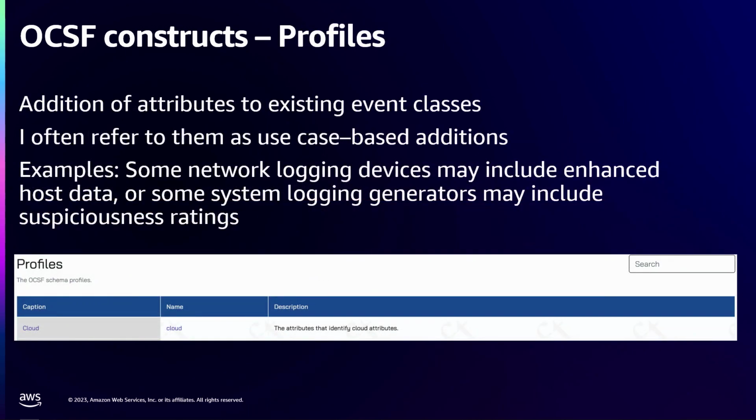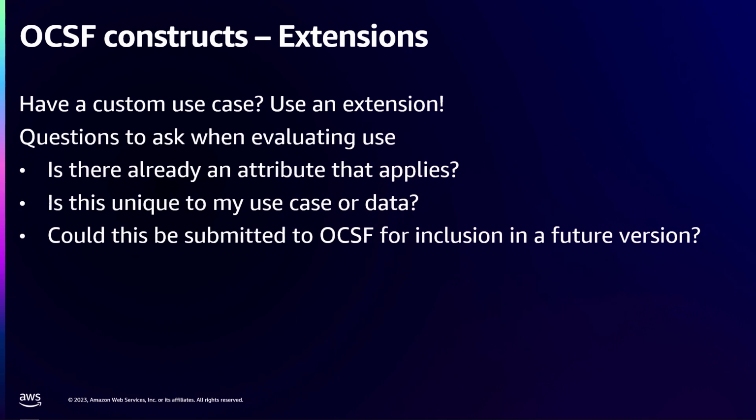We also have profiles, which allow you to add additional constructs to event classes, which may not be relevant for all logs of that particular event class. So there's some examples on the screen here. Some devices that cross boundaries may provide more information than strictly the communication information on a network level. Those can be added with particular event classes related to security data or related to a particular kind of host type.